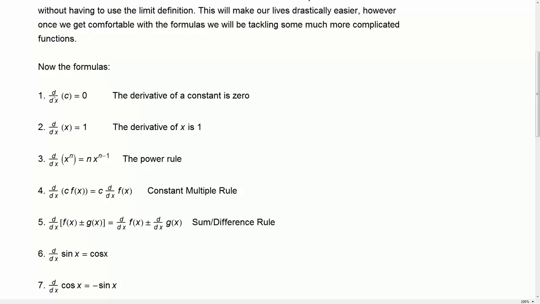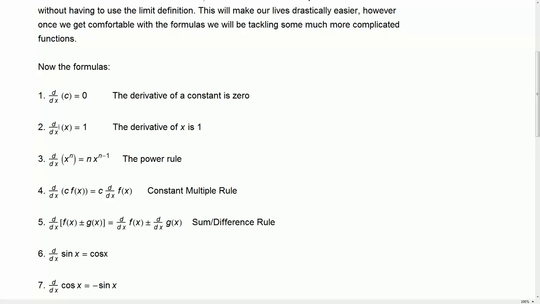First one, the derivative with respect to x of any constant is equal to 0. So the derivative of a constant is 0. Think about it this way. If you have a constant function that's just a flat line, then the slope of the tangent line is also flat. So it should have a slope of 0. So that's what we're saying here.